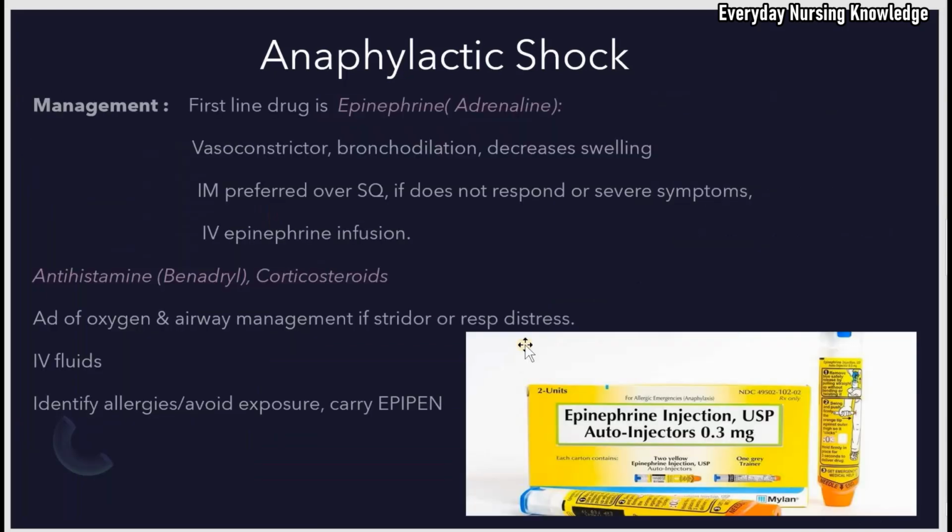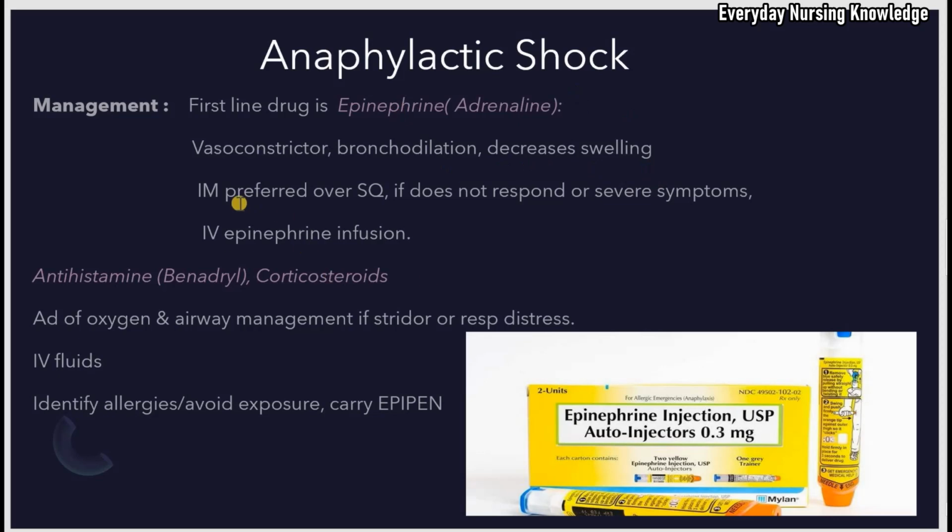Now let's see the management of anaphylactic shock. The first line treatment in anaphylactic shock is epinephrine. It is also called adrenaline. Adrenaline is a vasoconstrictor. It narrows the blood vessels. Bronchodilator, it dilates the airway and decreases the swelling. So it is reversing the effect of histamine.